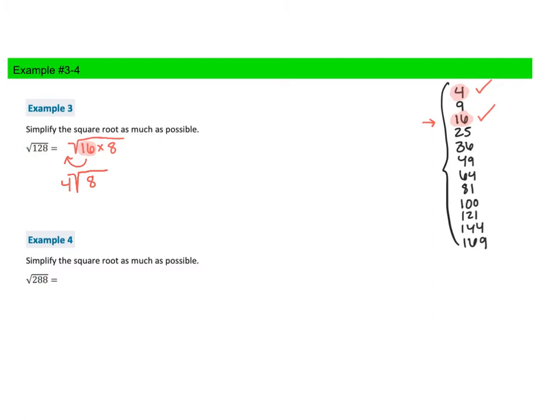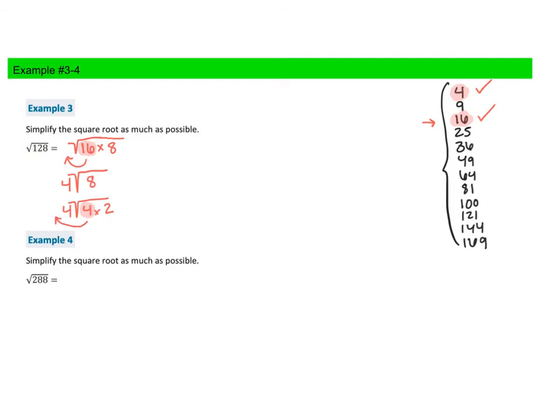Now, can I break down that 8 any further? Yeah. 8 is divisible by 4. So this is the same as saying 4 root, instead of an 8 on the inside, I have a 4 times 2, right? So I have 4 times 2 on the inside, and this is a perfect square again. This 4 is a perfect square. What's the square root of 4? 2. So I'm going to move this out, and I'm going to move a 2 on the outside as well.